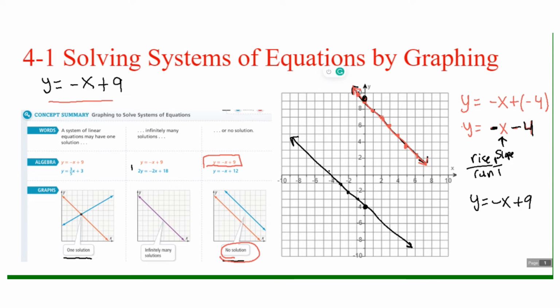So the y-intercept is plus 9 on that equation, and my y-intercept is negative 4 on the other equation, but they both have the same exact slope. The slope on both is negative x.